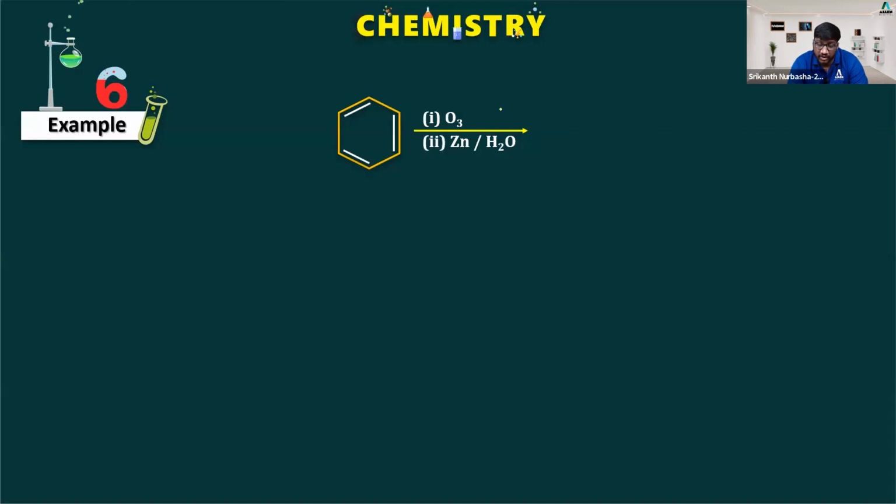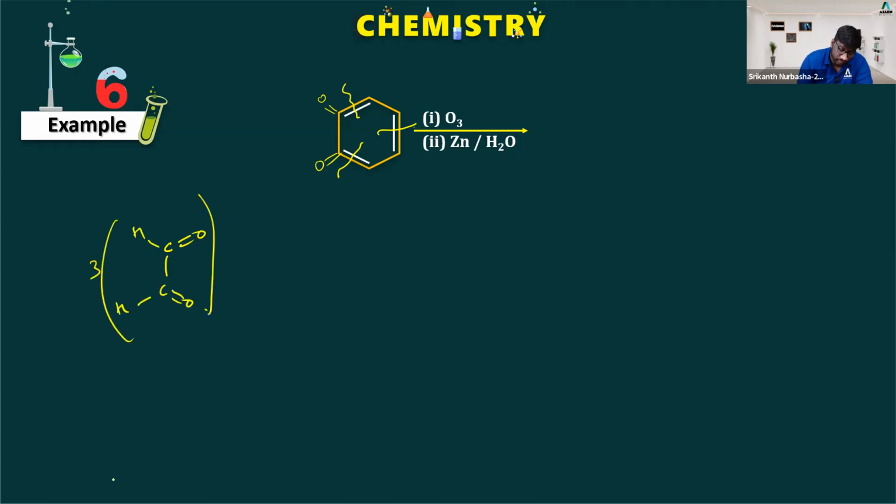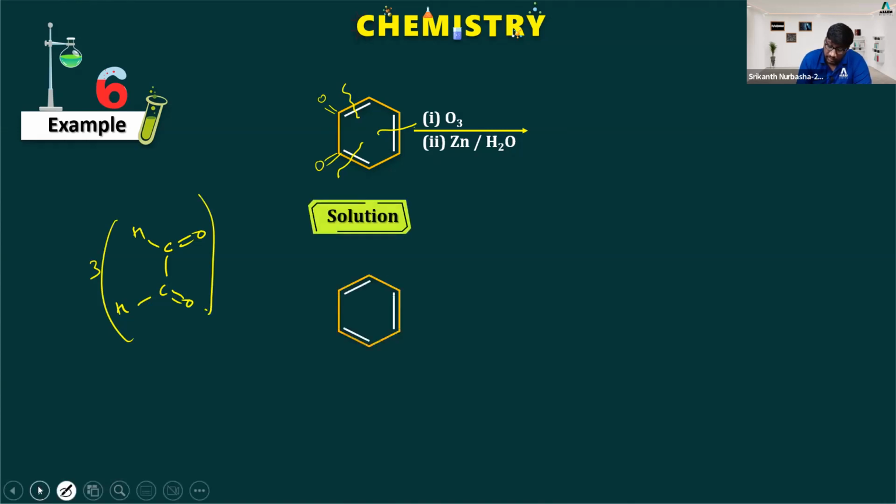Benzene treated with O3 in the presence of zinc and H2O. What will you get? I can cleave this bond as well as this bond as well as this bond. So if I cleave this bond, this carbon will get C=O, and this carbon will also get C=O. So can I say C=OH, C=OH? How many such moles should be obtained? 3 moles. 3 moles of C=OH, C=OH, which is nothing but glyoxal.